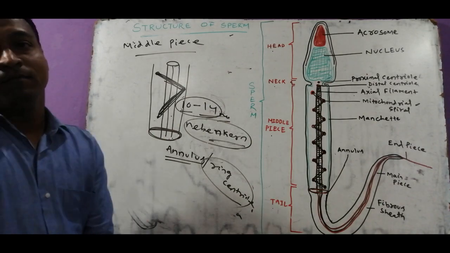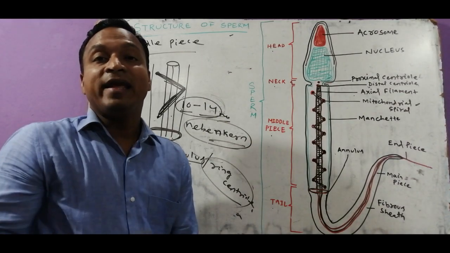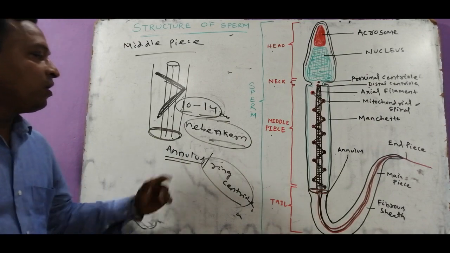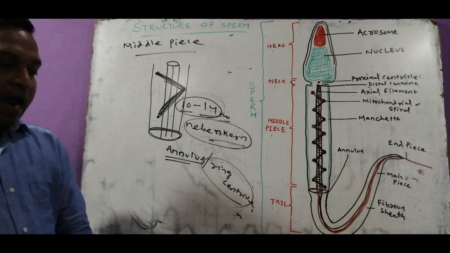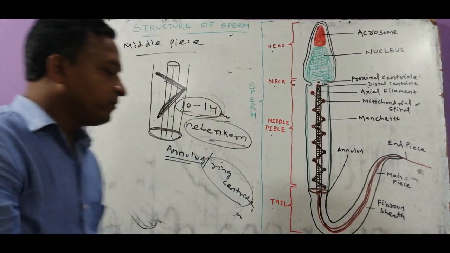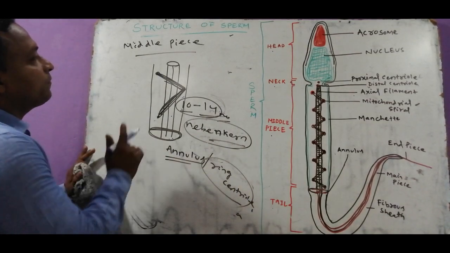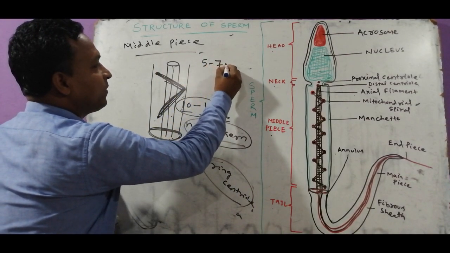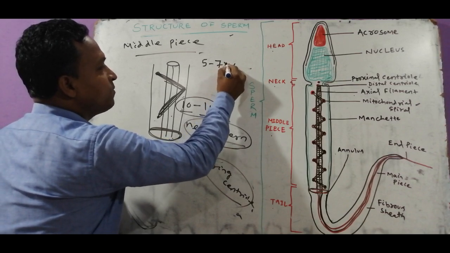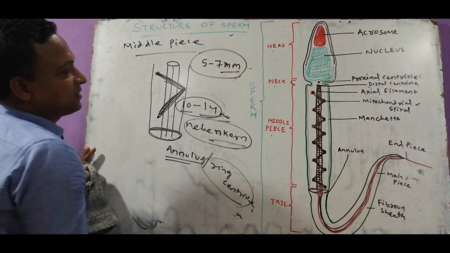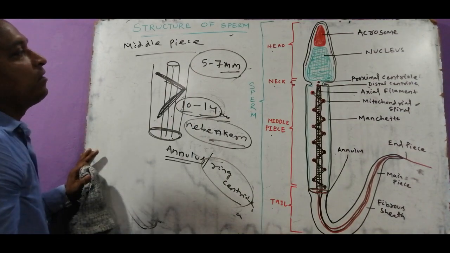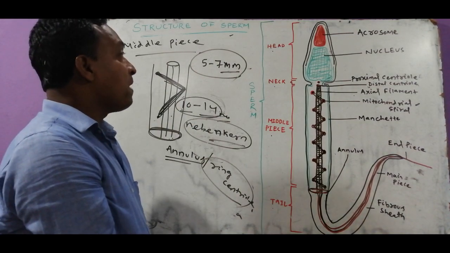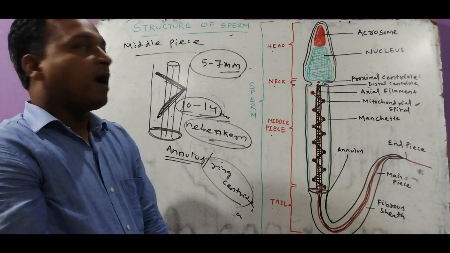At the end of the middle piece, it contains a ring-like structure. We can call that the ring centriole or annulus. Another point: the middle piece is basically 5 to 7 micrometer in length. Clear cut.